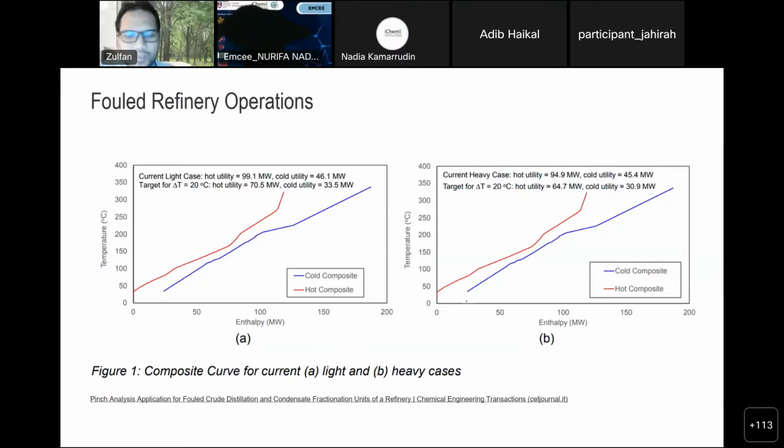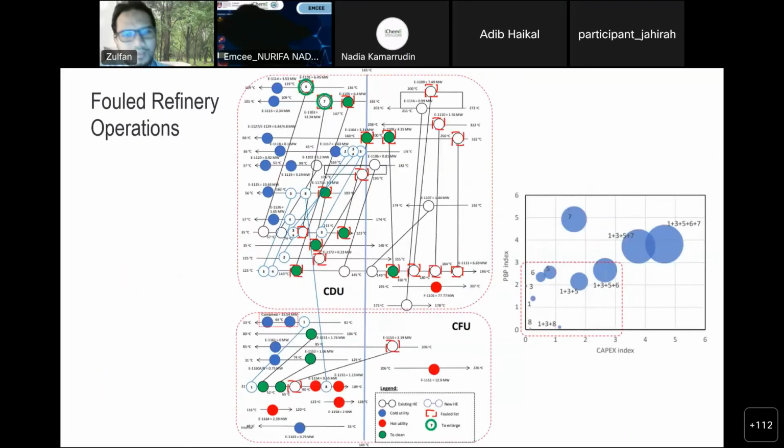So we have fouled heat exchangers everywhere in the plant, and then we would like to see, if we have a different type of crude, for example, a light crude and then heavy crude, what makes the difference in terms of the energy consumption, and can we do something in the plant? So these are the heat exchangers that we are working on.